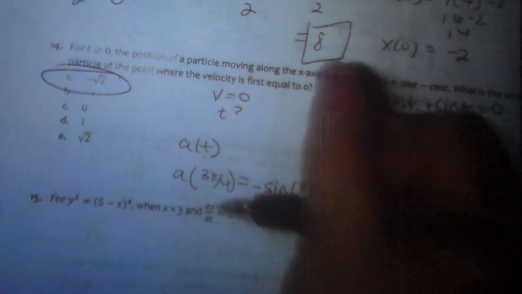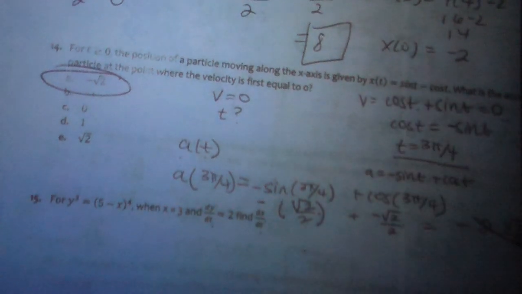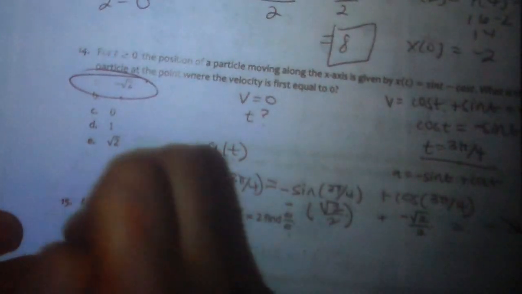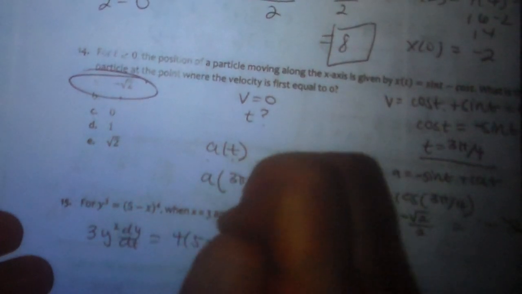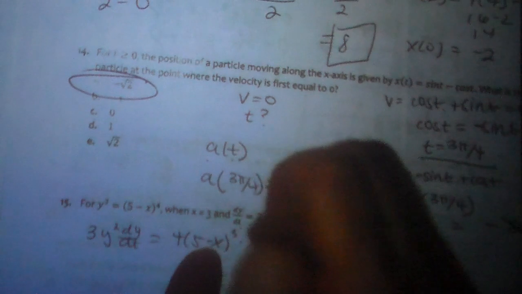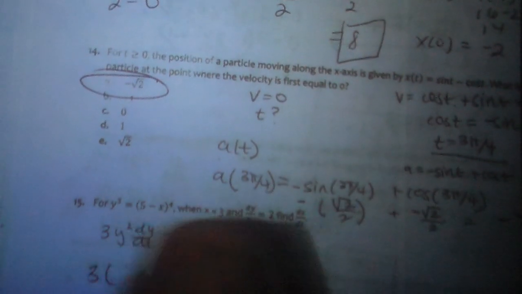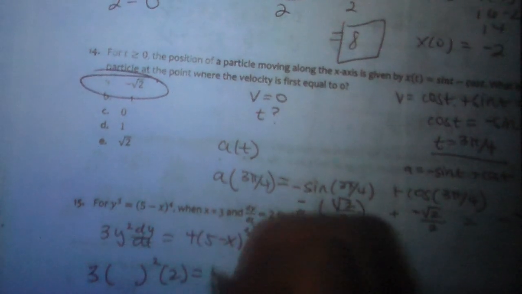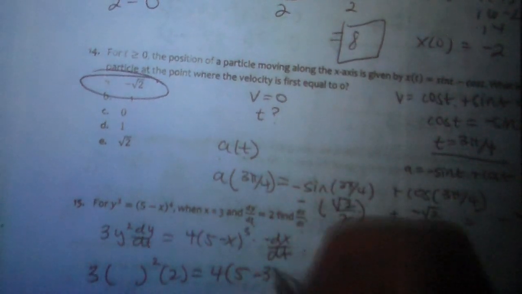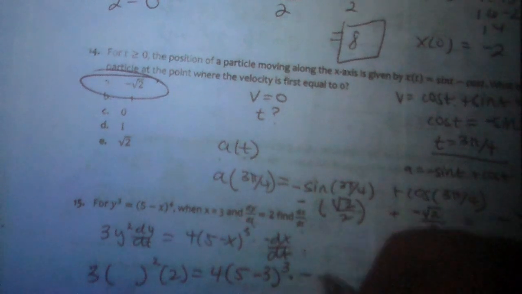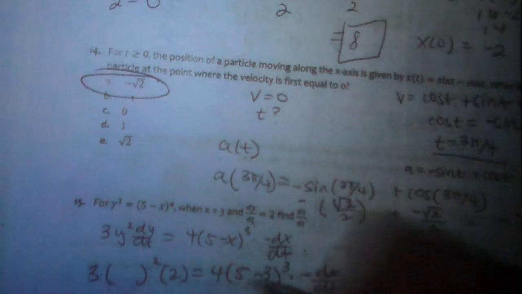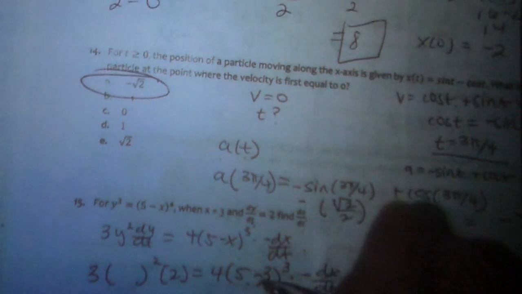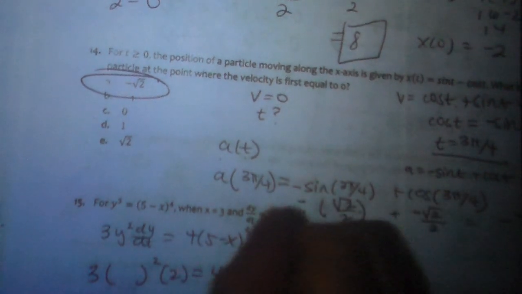Here we are talking about dy dt and finding dx dt. So I'm taking derivative with respect to time. So this is 3y squared dy dt equals 4 times 5 minus x, now cubed. Derivative of the inside would be negative dx dt. dy dt is 2. So 3 something squared times 2 equals 4. 5 minus x is 3. 3 cubed times negative, looking for this. So 5 minus 3 is 2. 2 cubed is 8. Negative 8 times 4 is negative 32.